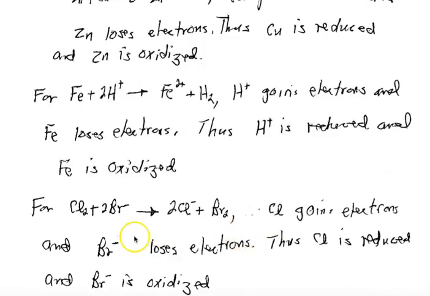Now for the last one, chlorine gas plus bromide ions will yield chloride ions and bromine gas. What has happened here? Chlorine gains electrons and bromide loses electrons. Thus, chlorine is reduced and bromide is oxidized.